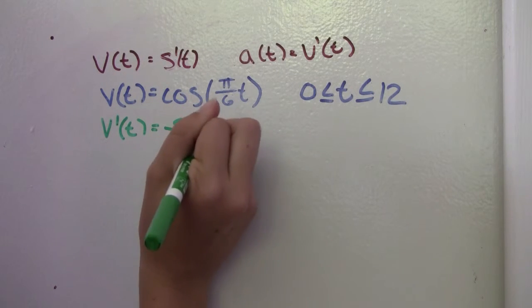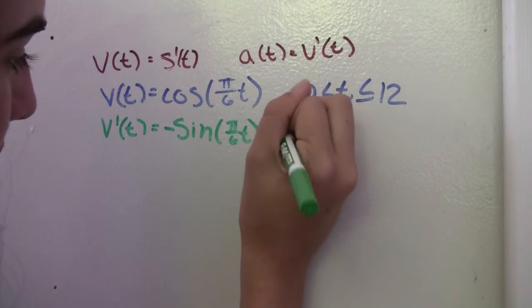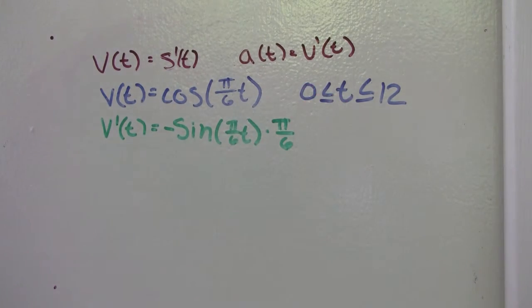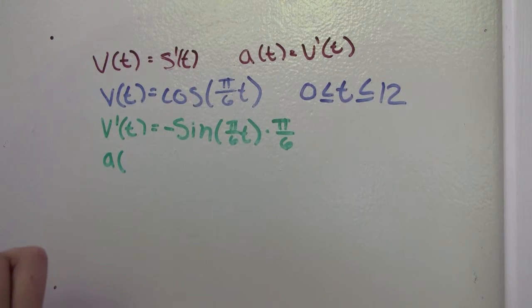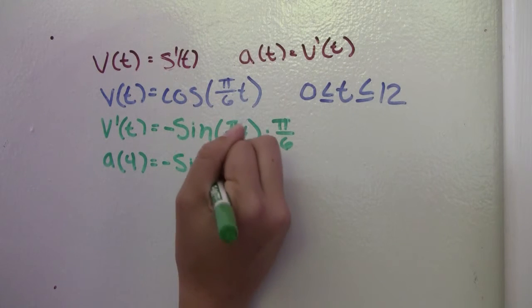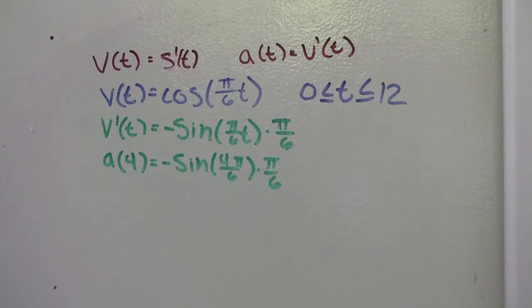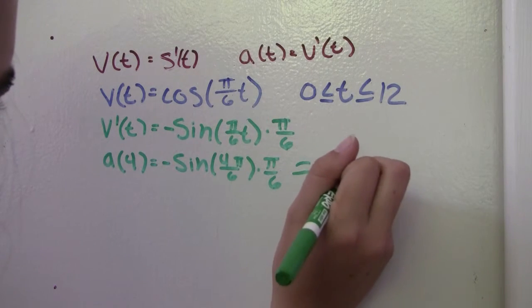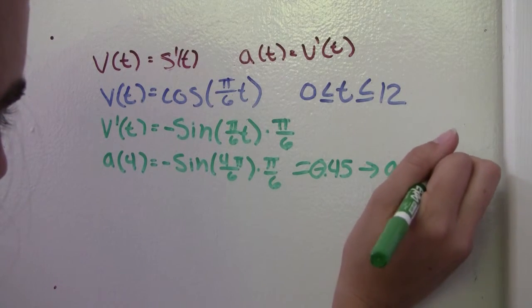negative sine pi over 6 t, and since we have to use the chain rule, times pi over 6. So now we're looking for a of 4, which will be equal to negative sine 4 pi over 6 times pi over 6. If we plug that into our calculator, we're going to get negative 0.45. But what's really important about this is that it is negative. So the acceleration at this time is less than 0.